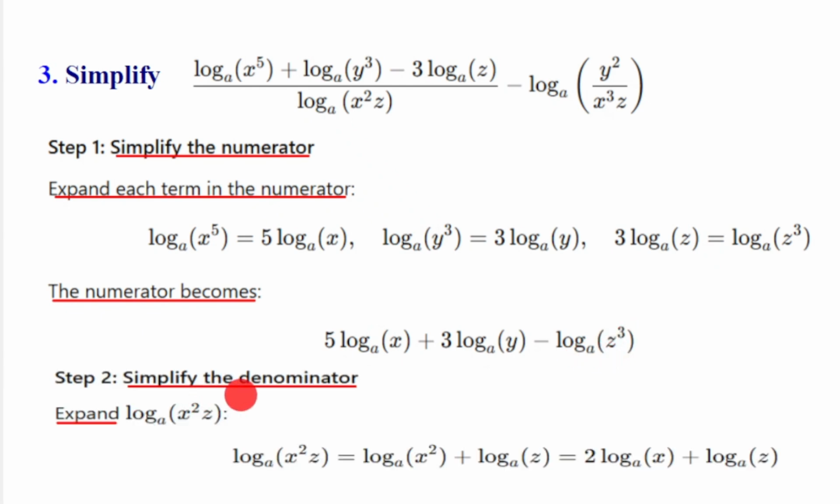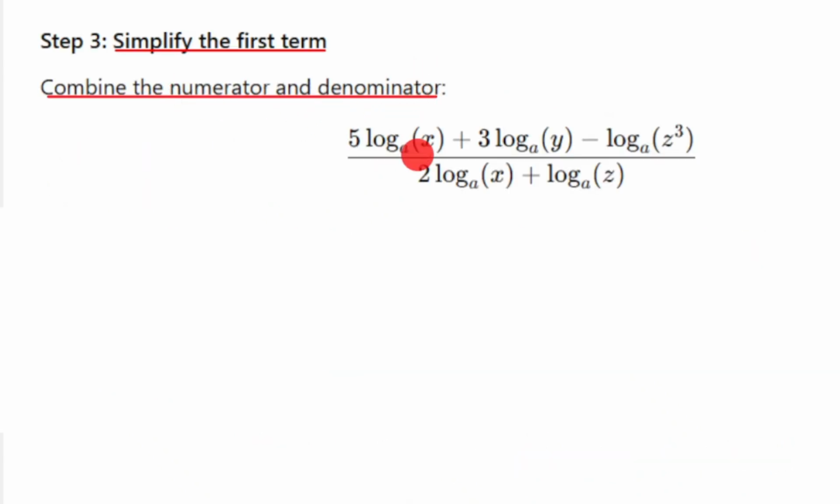When we simplify the denominator, we get by product rule logarithm of x square to the base a plus logarithm of z to the base a. By applying power rule, it becomes 2 times logarithm of x to the base a plus logarithm of z to the base a. Combine numerator and denominator, we get this one.